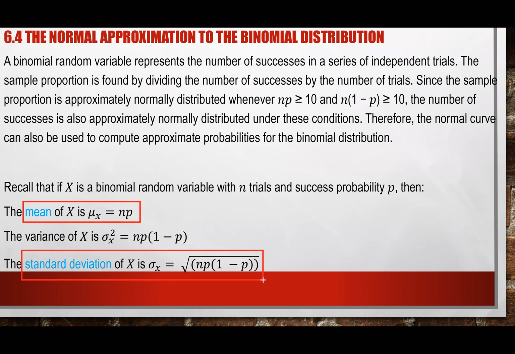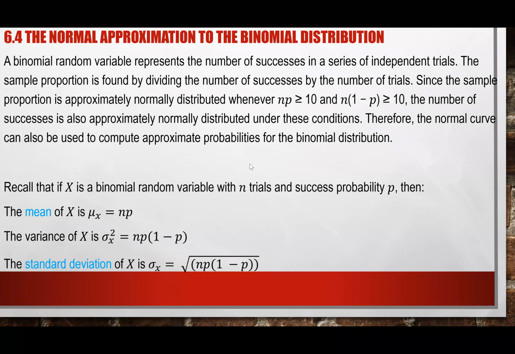Now, in chapter 6.4, before we can use this normal distribution, we have to do two things. We have to find the mean, and to remind you, the mean is n times p. And we have to find the standard deviation, which is the square root of n times p times 1 minus p. That's one of your goals in 6.4: you need to find this mean and this standard deviation.